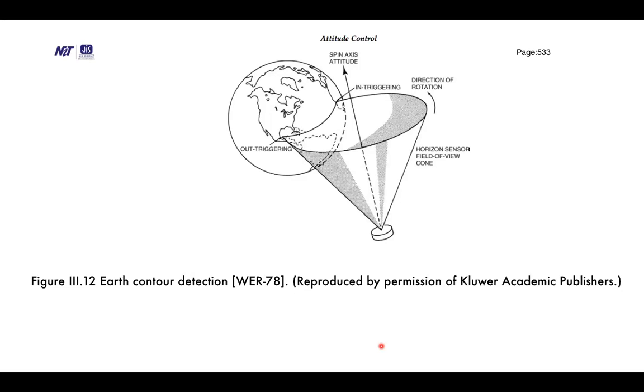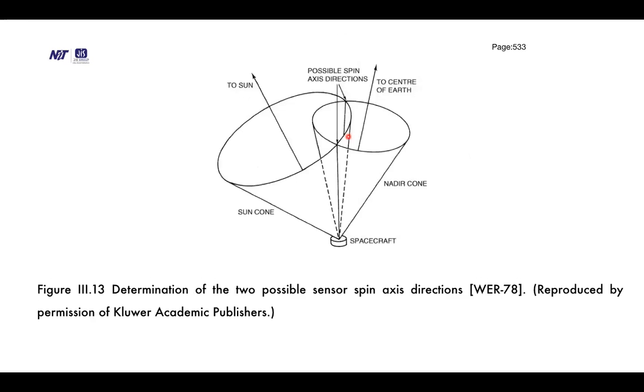So this shows Earth contour detection, how the Earth contour is detected. This is the satellite and this is the Earth, and the sensor detects the contour of the Earth when the satellite is revolving around it. Determination of two possible sensor spins: the spin axis. If this is the spacecraft and this is the angle with the sun, therefore the cone, the solid angle, is determined, and this is the center of the Earth, with its solid angle determined. So these are the possible spin directions depending on this sun cone and Earth cone.